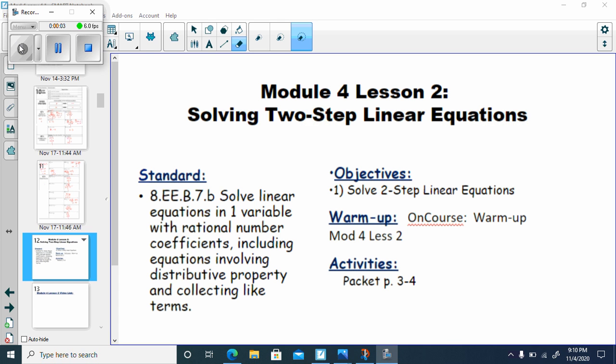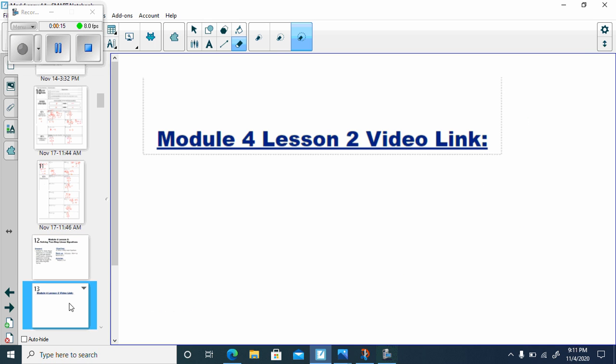This is Module 4, Lesson 2. We're still working on solving linear equations with one variable. Okay, so now we're going to solve two-step linear equations. This is going to be actually in the packet.